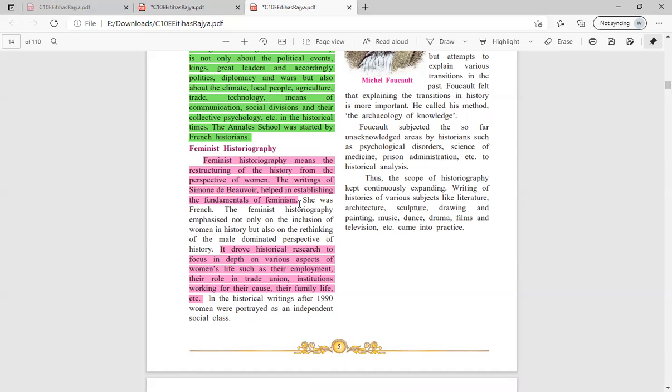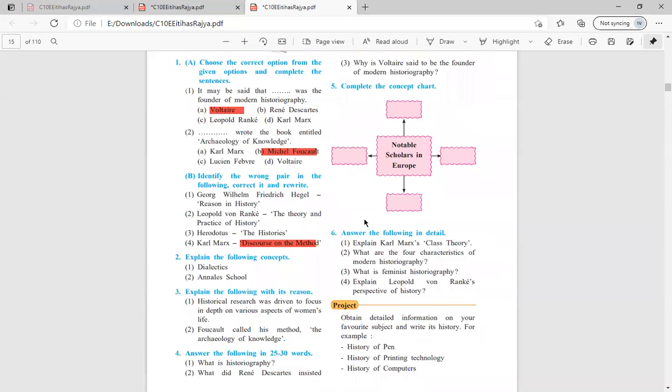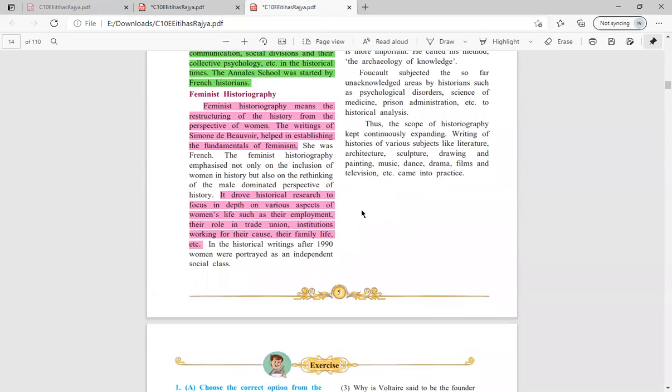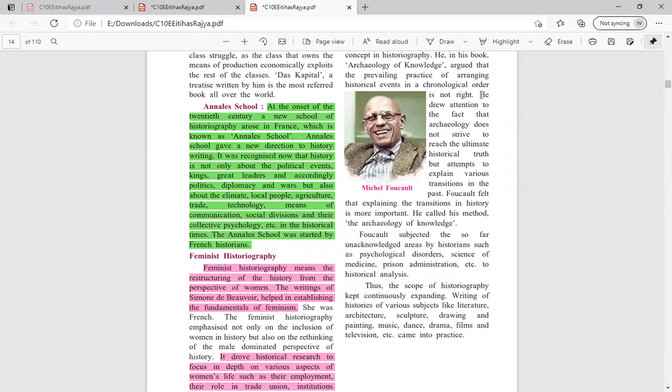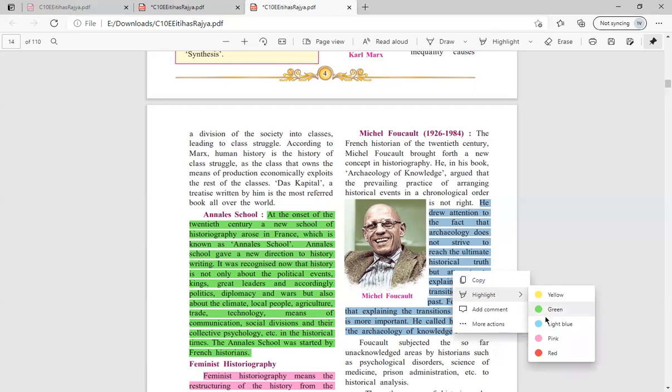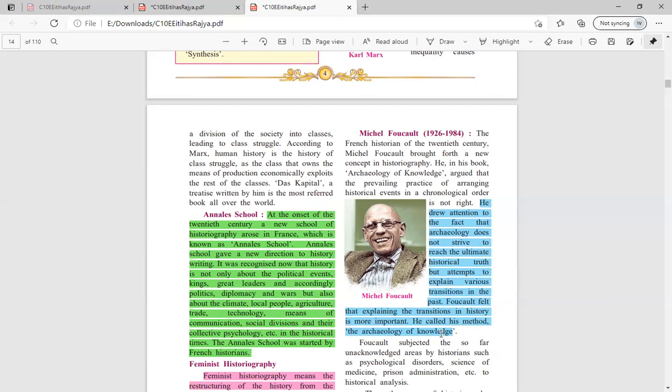Foucault called his method the archaeology of knowledge. So again we will see why it was known as archaeology of method, archaeology of knowledge. यहाँ पे लिखा है. Foucault called his method the archaeology of knowledge. So this answer is on page number 5. It starts from here. ही के बदले आप लिख सकते हो Michael Foucault. So Michael Foucault drew attention to the fact that archaeology does not strive to reach the ultimate historical truth, but it also explained the transitions. हम लोग ने देखा he focused more on transitions. That transitions should be given importance, and that is why he called his method archaeology of knowledge. Okay, so this entire paragraph would be your answer.